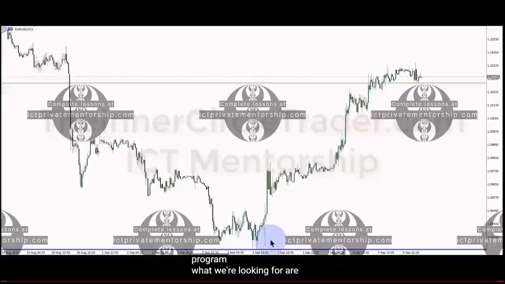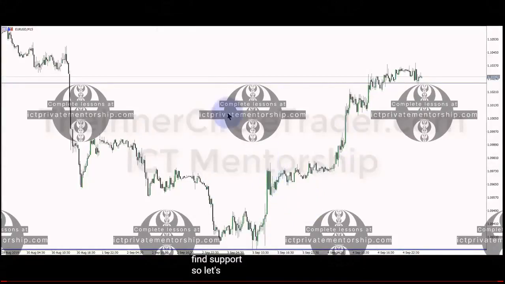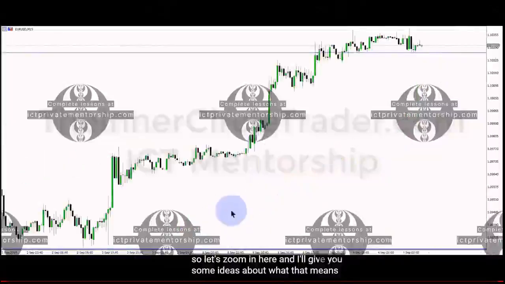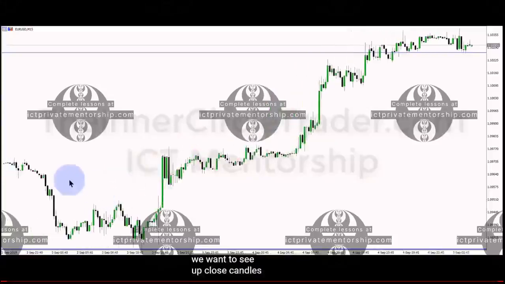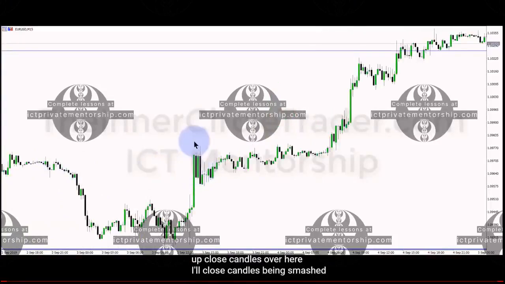what we're looking for are up close candles to be broken, because they would otherwise be bearish order blocks, and we want to see down close candles find support. So let's zoom in here and I'll give you some ideas about what that means. So we have a smart money reversal here, and then from that point on we want to see up close candles over here, up close candles being smashed through.